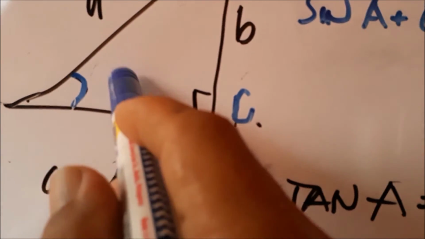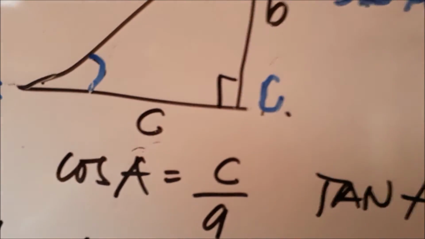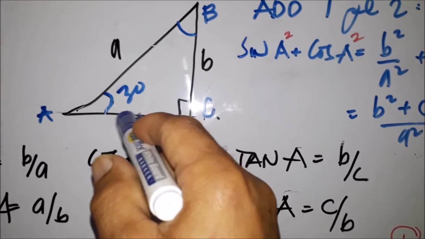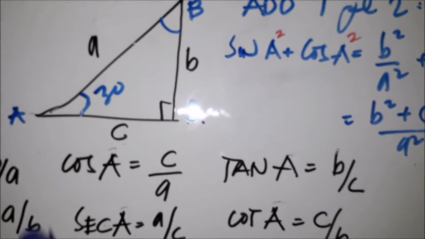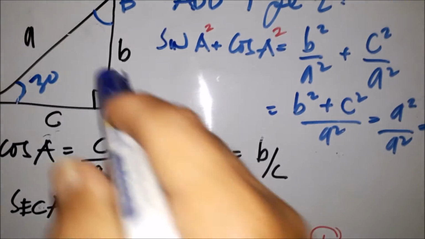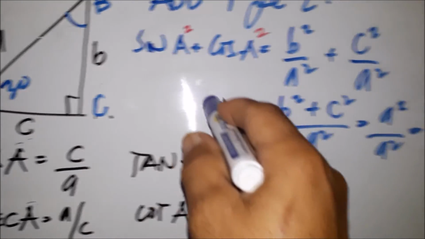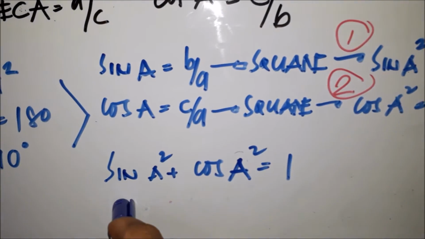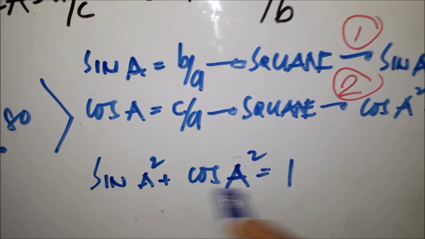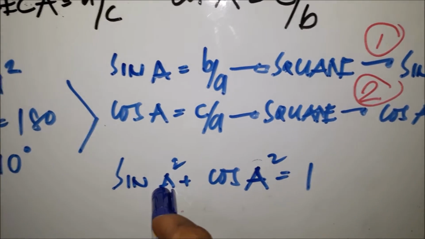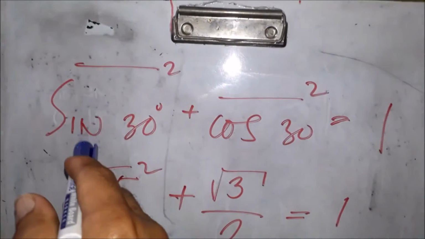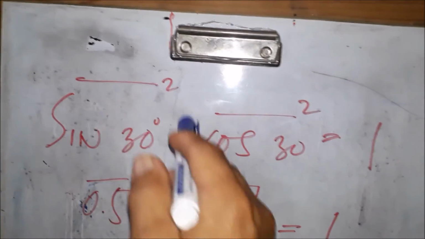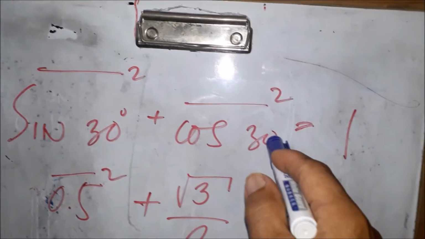Let's prove that equation. The A here is equal to 30 degrees. Let us assume this angle is 30, so this B is 60 degrees. Let us prove that sine A squared plus cosine A squared equals 1. Going back, sine 30 degrees squared plus cosine 30 degrees squared is equal to 1.